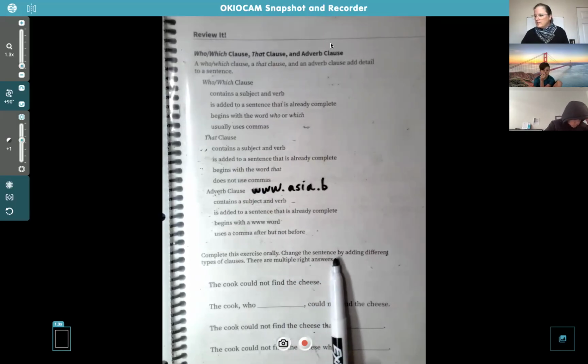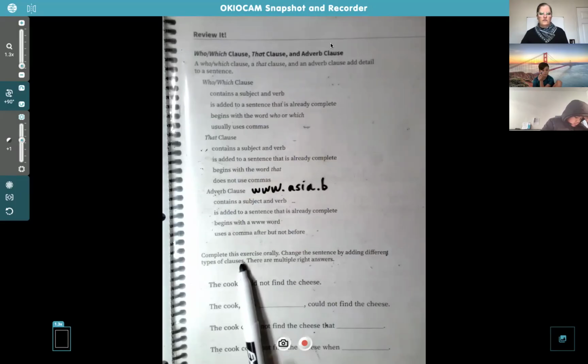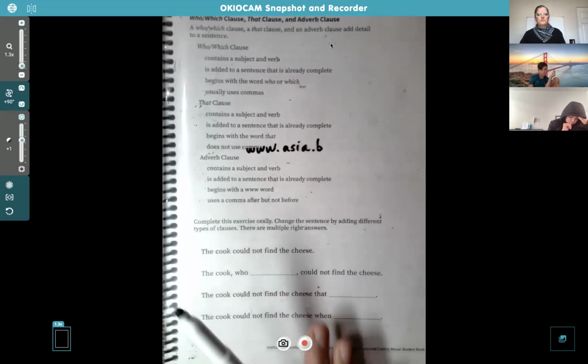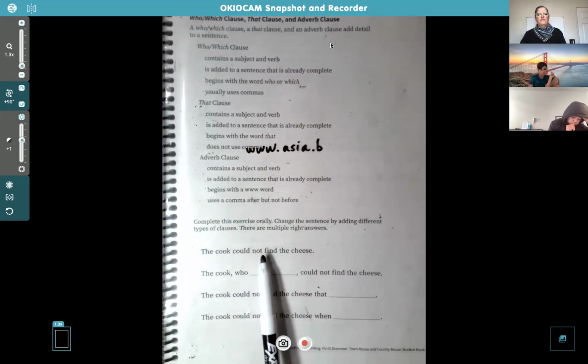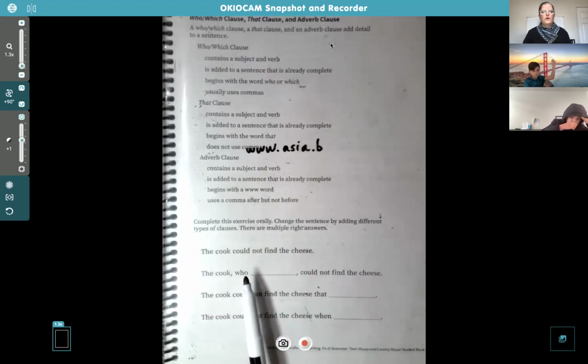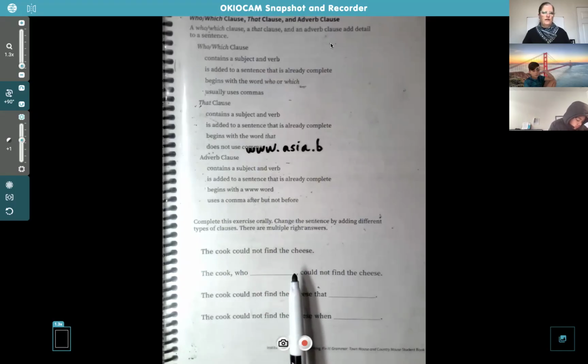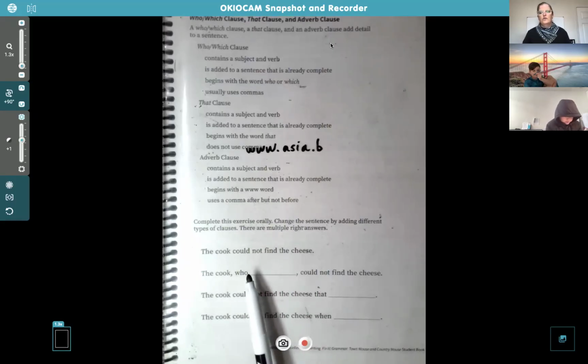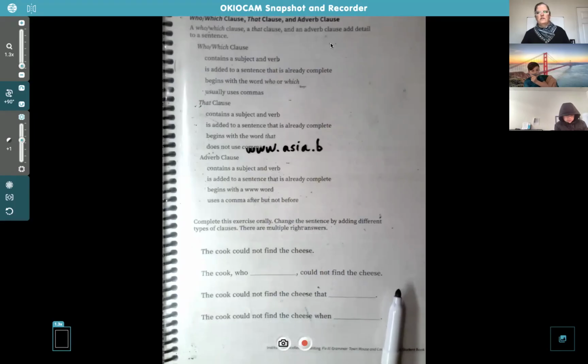It says change the sentence by adding different types of clauses. There are multiple right answers. So here's your first sentence right here. It's like the main clause. The cook could not find the cheese. That's the main sentence we're going to work with. Then it says the cook who blank could not find the cheese. So now we're going to add a who clause right here. Can you think of something you could put here in the blank?